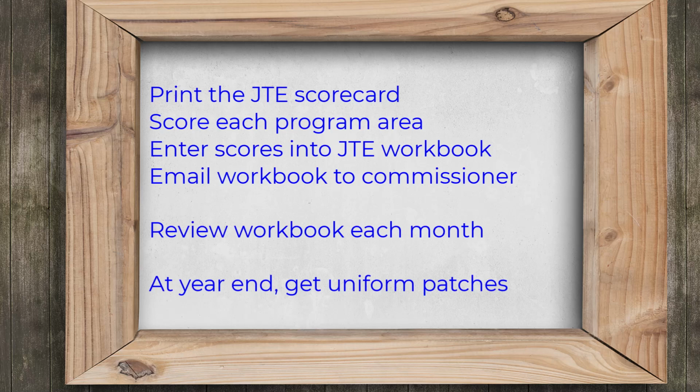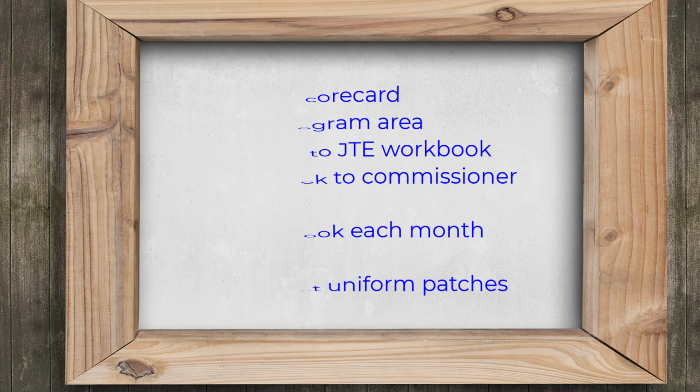A designee is responsible for downloading and printing a copy of the JTE scorecard for each participant. The participants agree on the score for each program area and discuss leadership succession for the following year. The designee enters the scores into an Excel workbook and emails the workbook to the Key 3 and to the unit commissioner. Throughout the year, 5 minutes of each committee meeting should be devoted to reviewing progress towards the JTE. At year end, units can get patches signifying their level of achievement.